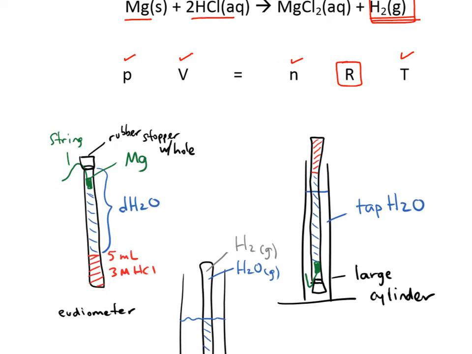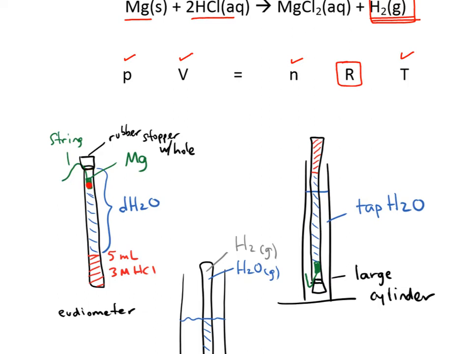You're going to first take a eudiometer. A eudiometer is like a giant graduated test tube. It has volume markings on it. And you're going to put about 5 milliliters of the 3 molar hydrochloric acid in there. And then you're going to fill the rest with distilled water up to the top. You're going to have a small piece of magnesium. You're going to get the mass of this magnesium first.